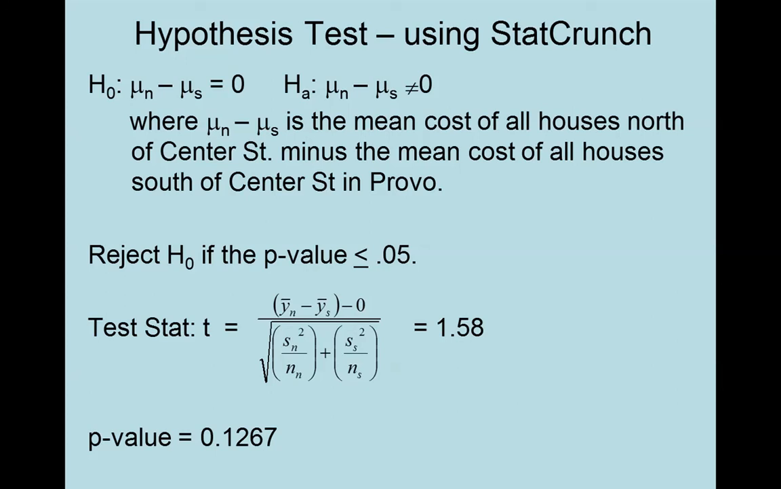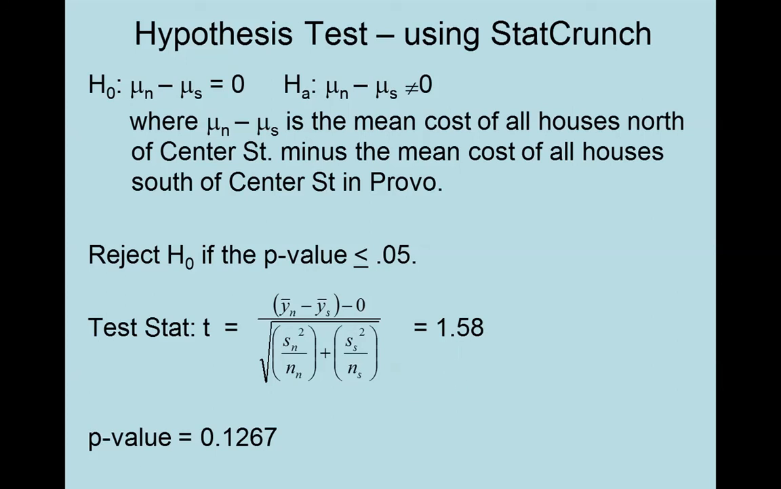Provo. Your decision rule is to reject the null hypothesis if the p-value is less than or equal to your level of significance, 0.05. Your test statistic is still the t equals formula, but now you don't have to plug the numbers in and do the calculation. That's already been done for you, so you can just write equals 1.58.